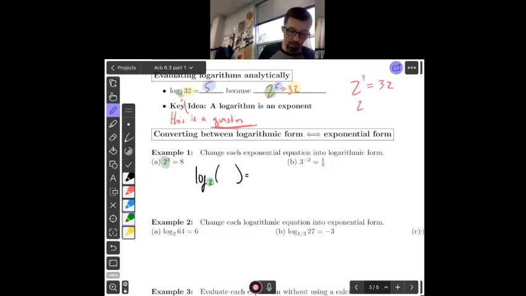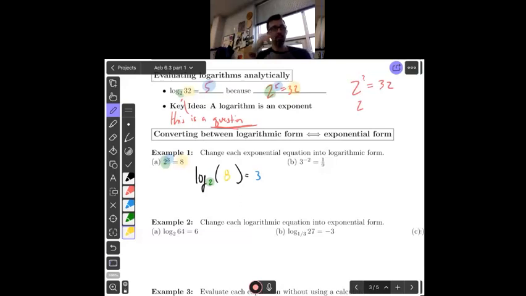The next thing is the exponent, because a logarithm is an exponent. When I say is, that means equals. A logarithm equals an exponent. So then what's left? Well, the argument. So the log base 2 of 8 equals 3.